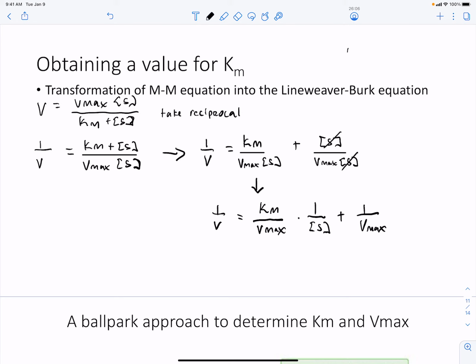And this converts this into y equals mx plus b. And this, of course, is the equation of a line.